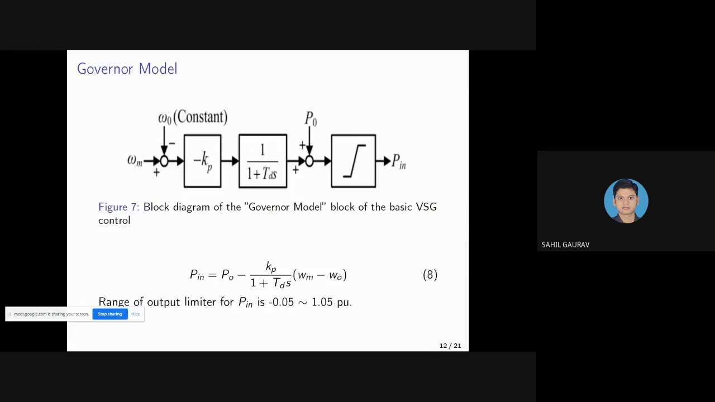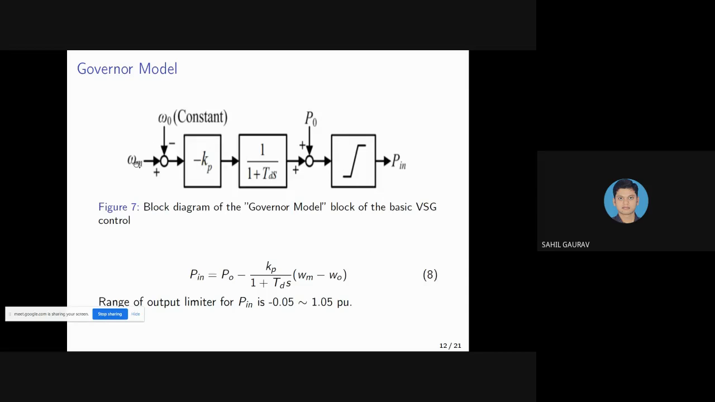Now coming to the next block used in the virtual synchronous generator model, that is the governor model. The governor model is basically based on the omega P droop controller shown in figure number 7. Here omega naught is the nominal angular frequency, P naught is the set value of active power, Kp is the omega P droop coefficient, and Td is the time constant of governor delay, used to emulate the delayed mechanical response of a real governor of a synchronous generator. The range of the output limiter for Pin is minus 0.05 to 1.05 per unit, so we have used a saturation block here.